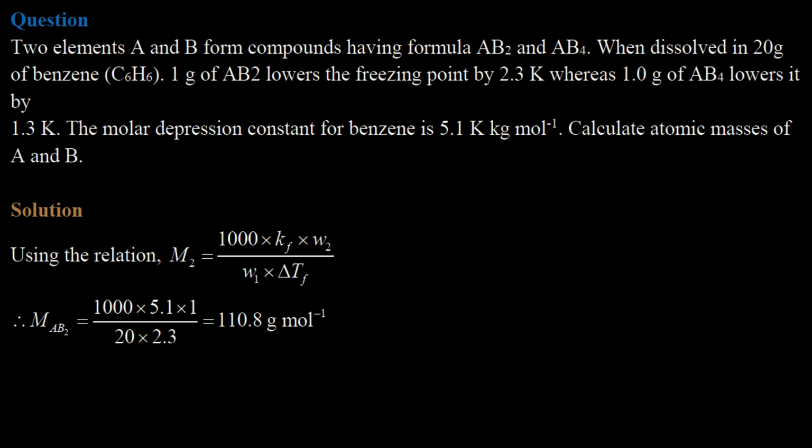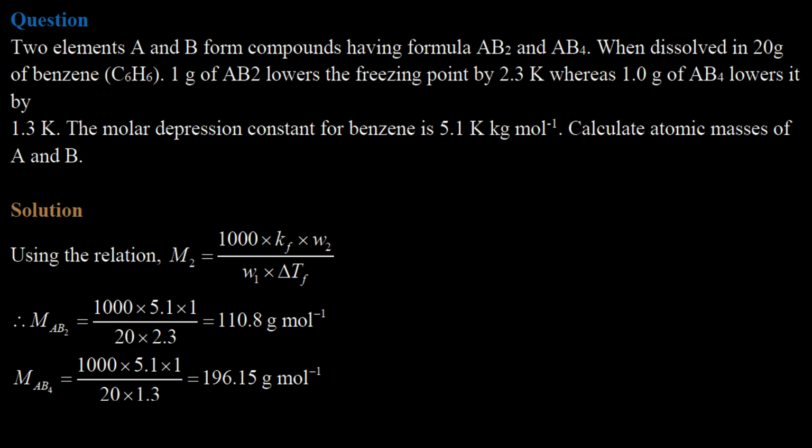So the molar mass of AB2 is equal to, substituting the values, 1000 into Kf, which is 5.1 given in the question, into W2, which is 1 gram, divided by W1, which is 20 grams of benzene, into delta Tf, 2.3. The molar mass of AB2 is 110.8 grams per mole.